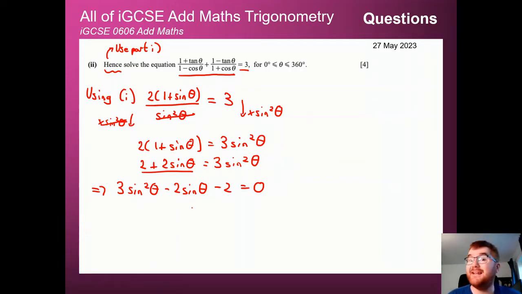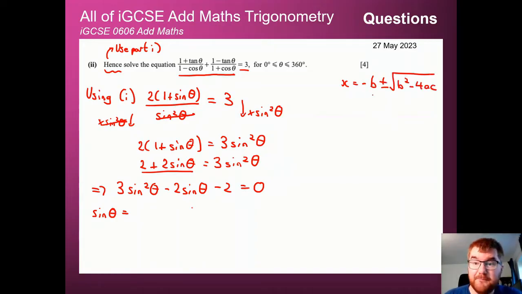Again, I try and avoid it when I can, but in this case, yeah, you have to do what we have to do. So if we use the quadratic formula here, quick reminder that the quadratic formula is minus b plus or minus the square root of b squared minus 4ac all over 2a. You probably have it memorized by now in Add Maths. Remember, a, b, and c correspond to the coefficients. In this case, the a here is 3. The b is minus 2, and then c is also minus 2.